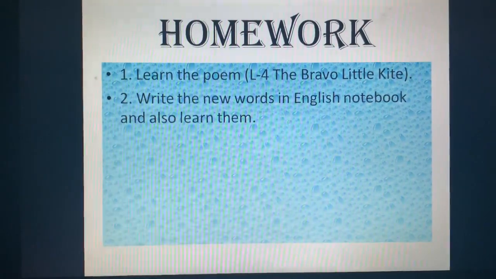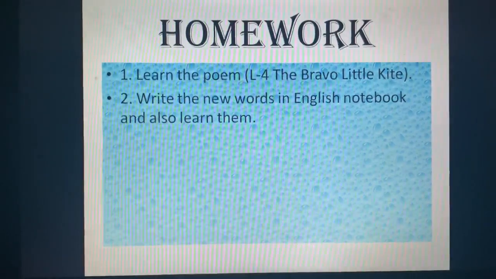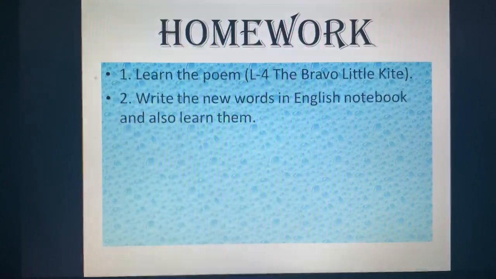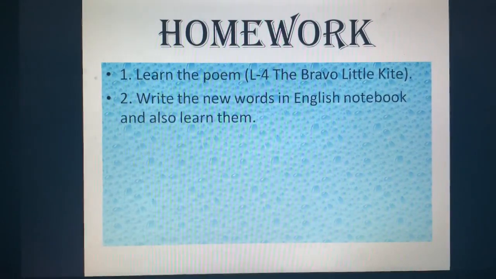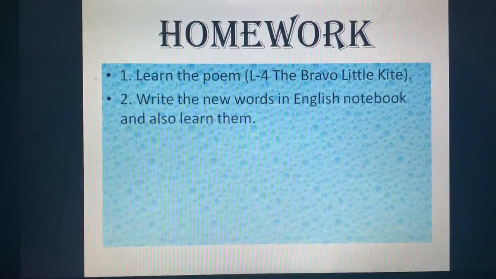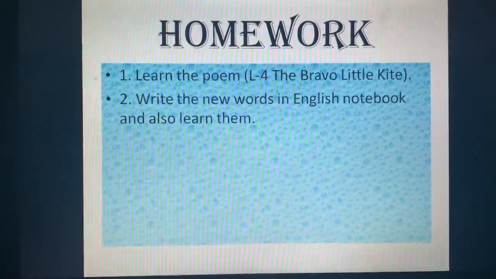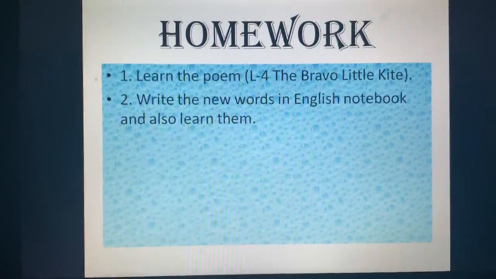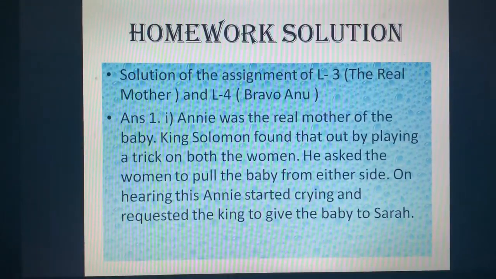So now what is your homework? Learn this poem and write the new words. Only the new words. Do not write any word meaning. Just the new words, and also learn them. Write them in your fair notebook.